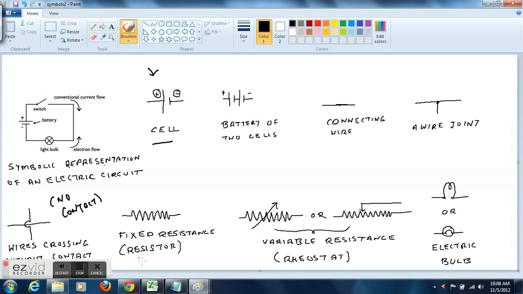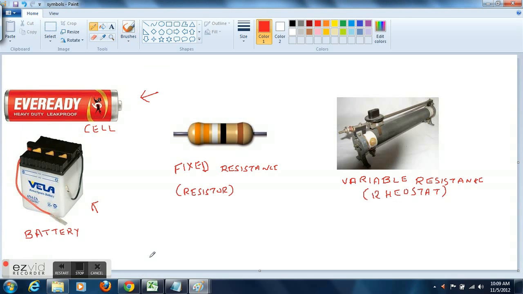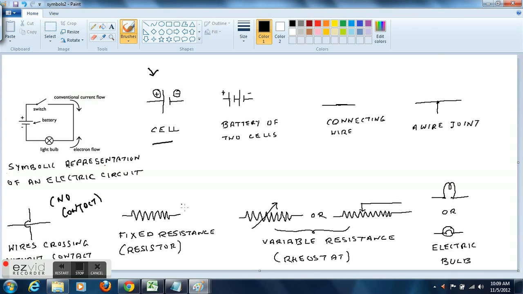Then there is a fixed resistance, meaning when the resistance is fixed. This is how a fixed resistance looks like. If you open a little bit old radio, you will see this kind of resistance is quite abundant. This is the symbol of a fixed resistance, also called resistor.